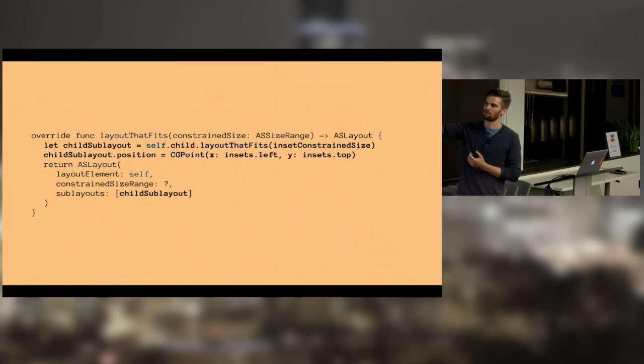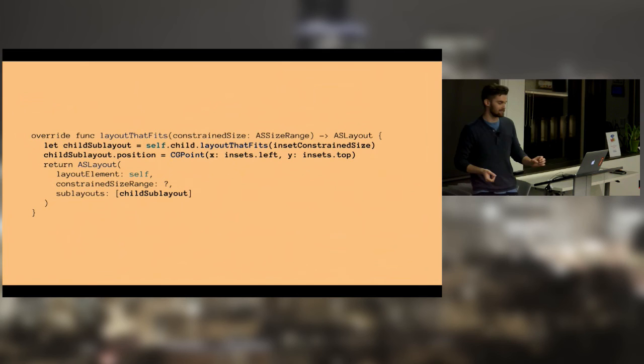So here, we measure the child. If you think back to the original example of the pin node, this would be your stack spec, and then you set the position on the stack spec, and in the sublayouts of an AS layout, that will be your stack spec. So here you also see this inset constrained size. I'll get to that in a second. But basically, the idea here is to provide a changed worldview for the child, like a different constrained size.